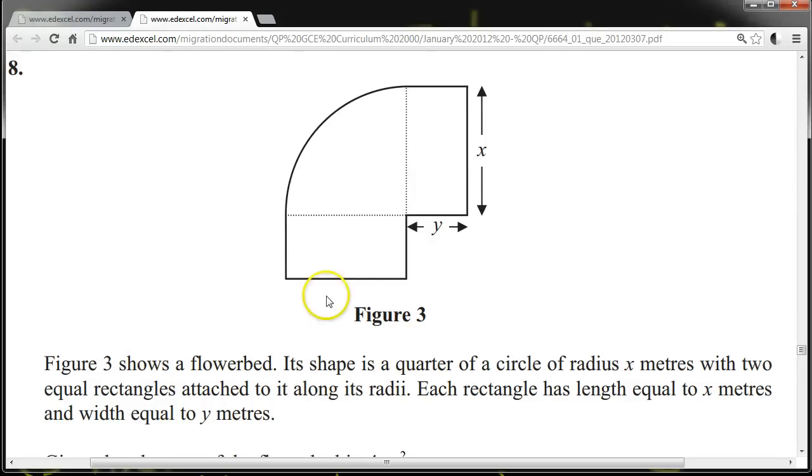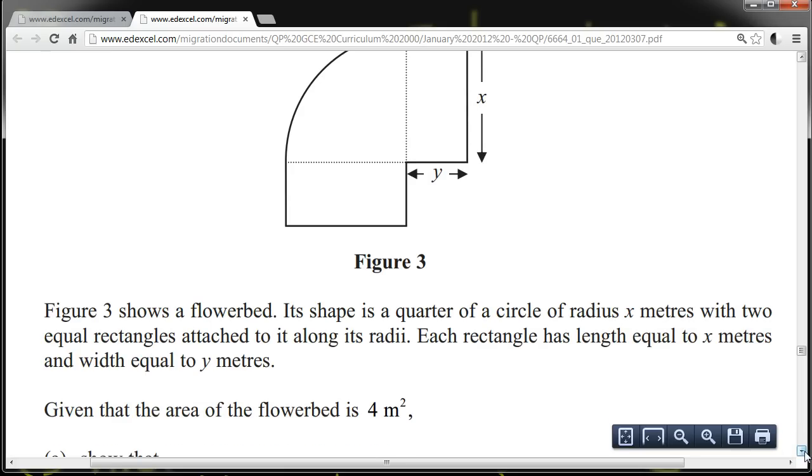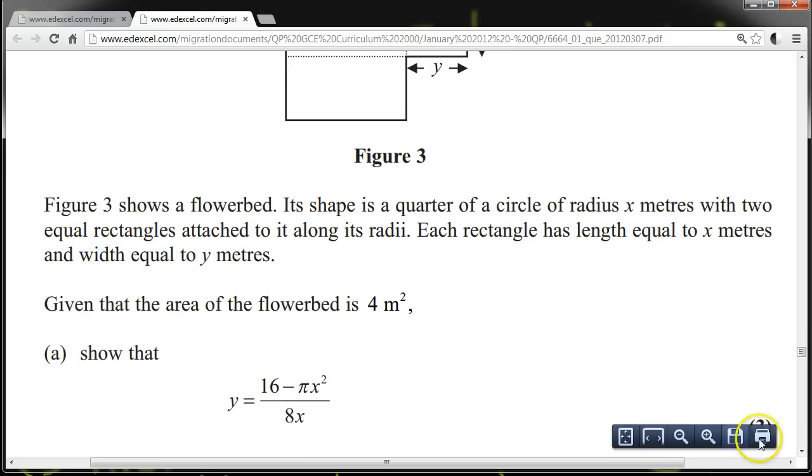Figure 3 shows a flower bed. Its shape is a quarter of a circle of radius x with two equal rectangles attached along its radii. Each rectangle has length equal to x and width equal to y. Given that the area of the flower bed is 4 meters squared, show that y equals (16 minus pi x squared) over 8x.